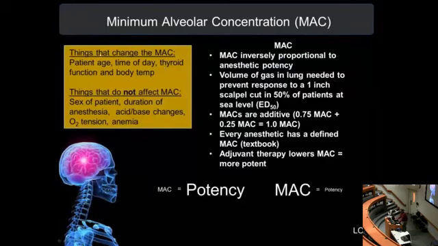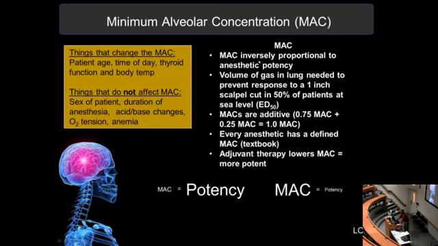Right. So, as we talked about earlier, the MAC is kind of like a normalization constant that we can use to compare anesthetics. Okay, so really, which anesthetic is more potent? Well, we have to look at the MAC. So what is the MAC? These are just some different ways of looking at this from different angles.